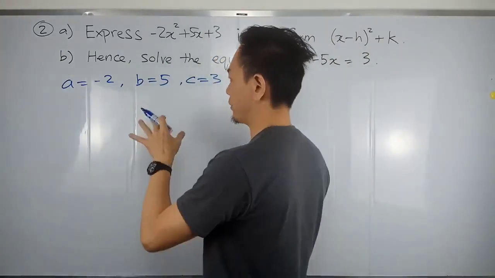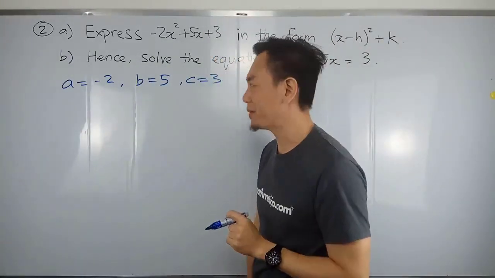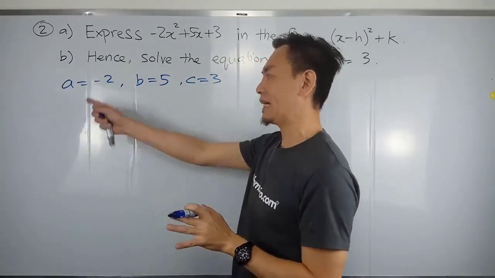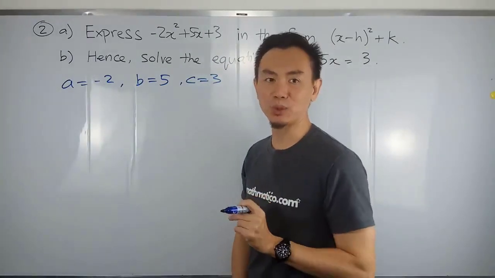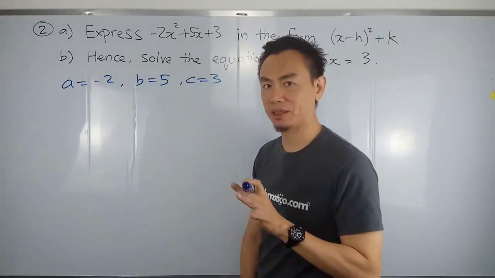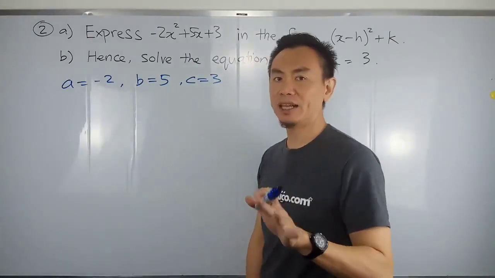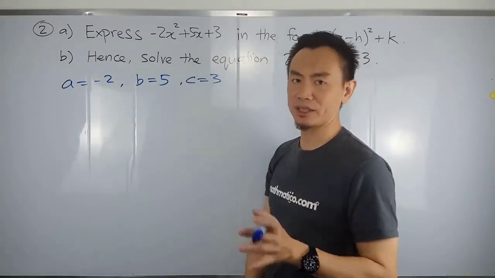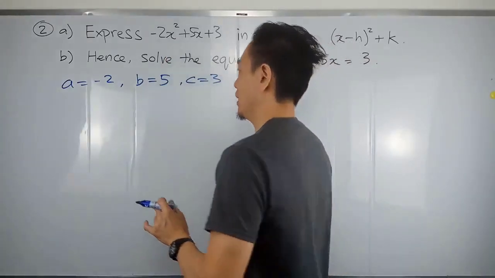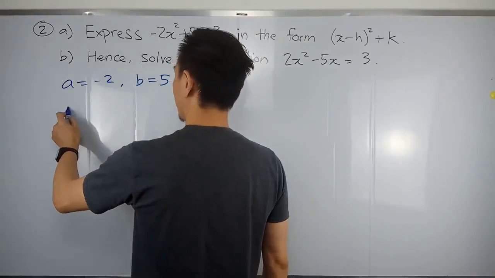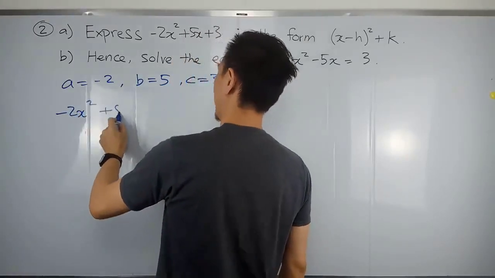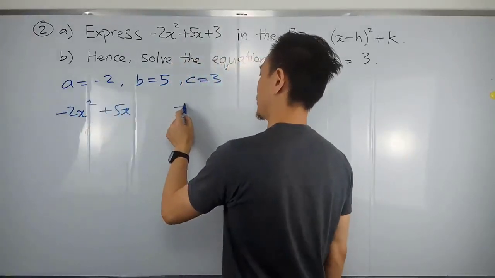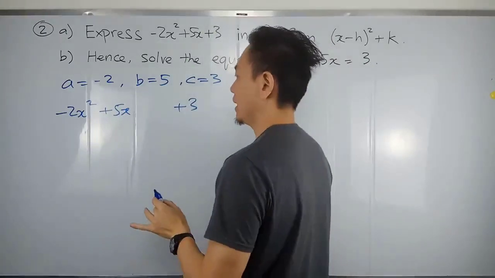Now earlier on, we just had to add and subtract (b over 2) squared, but that is only when a is equal to 1. Now a is not equal to 1, we have to do something different. But the general idea here is the same. We're going to have these first two terms together, and the third term, the constant term, is going to be separated. So what we have is negative 2x squared plus 5x, plus 3. Okay, you see, I separate this out. I'm not going to add yet.